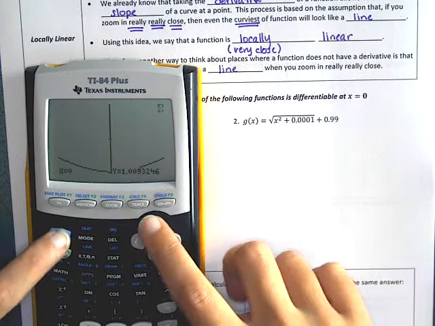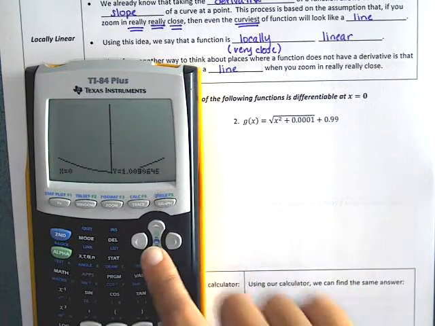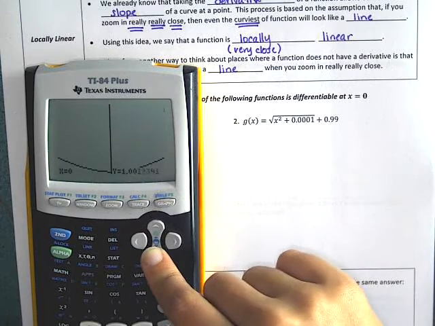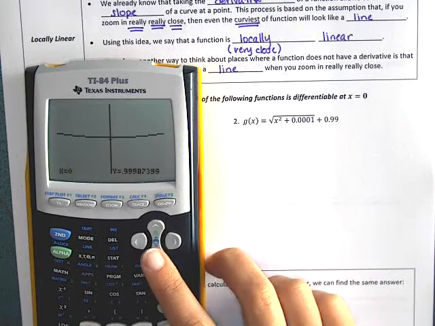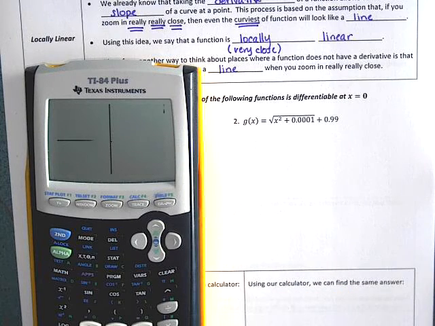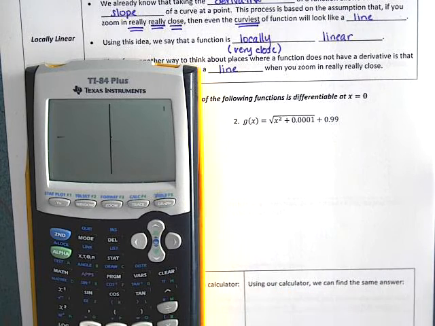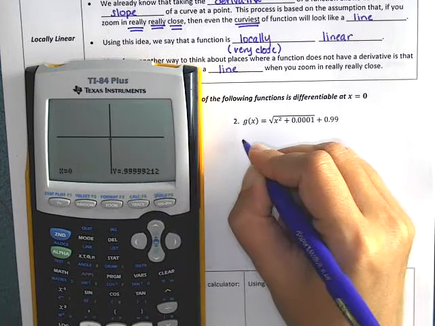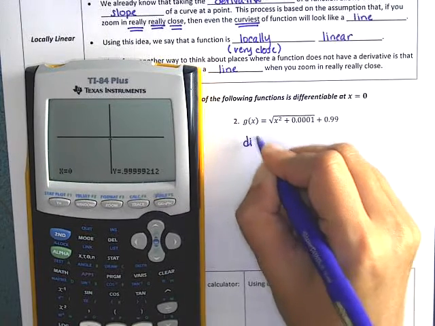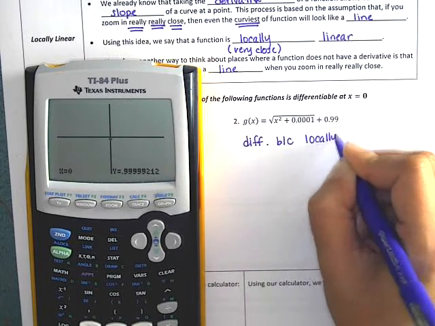We're going to zoom in again. I've got to go way down here. I've got to get very close to that little valley. Enter. Oh my gosh, it's like flattening out. It's not quite so sharp. Zoom in again. Hit enter. It looks basically like a straight line. Zoom in one more time, enter. It just looks like a straight line. There's no curve to it at all. So this one is differentiable, because it is locally linear.